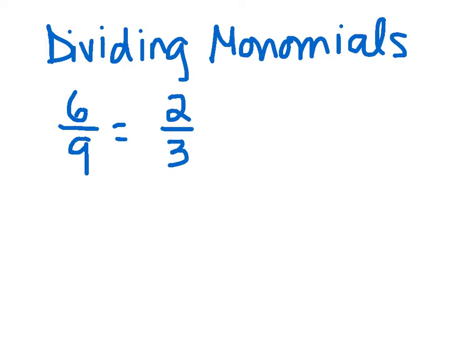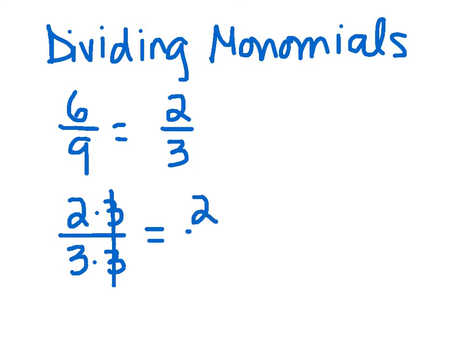Another way to express 6, as we did last night with prime factorization, is 2 times 3. I can also express 9 as 3 times 3. 3 divided by 3 is 1, which leaves 2/3. This is what Mr. Walsh always loved to call dropping out the ones. I can use the same idea when working with variables.